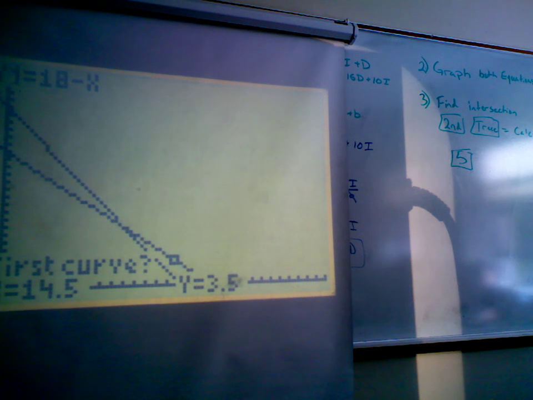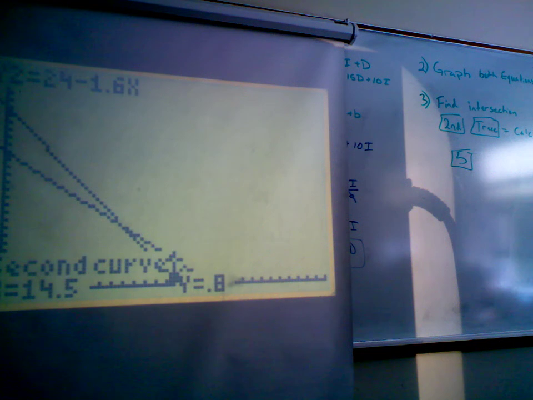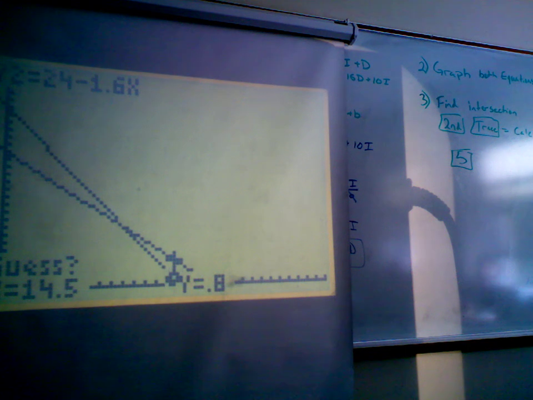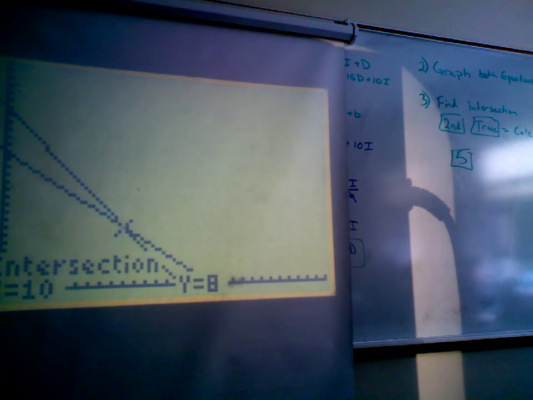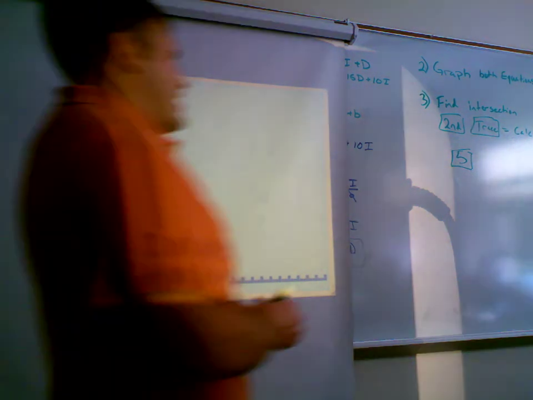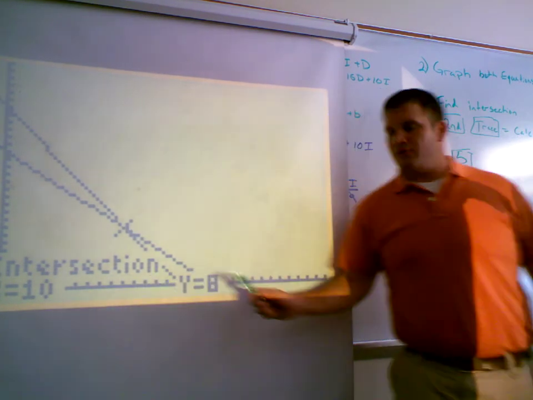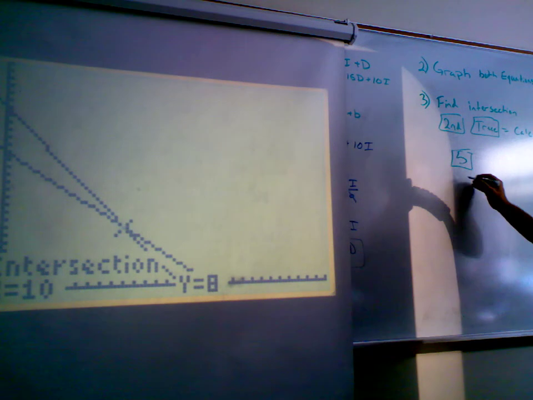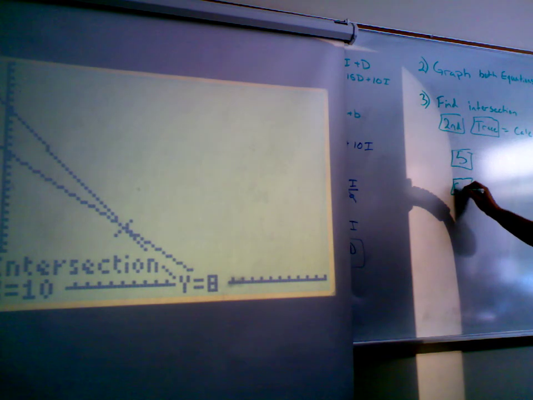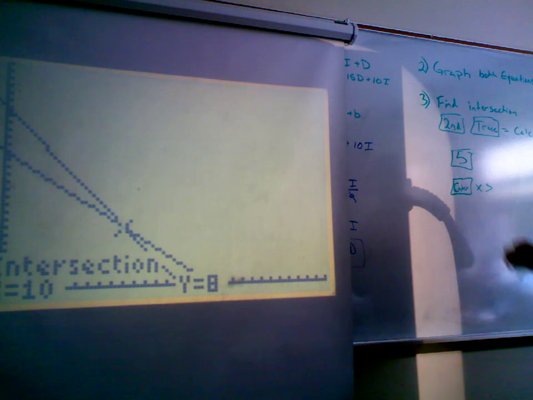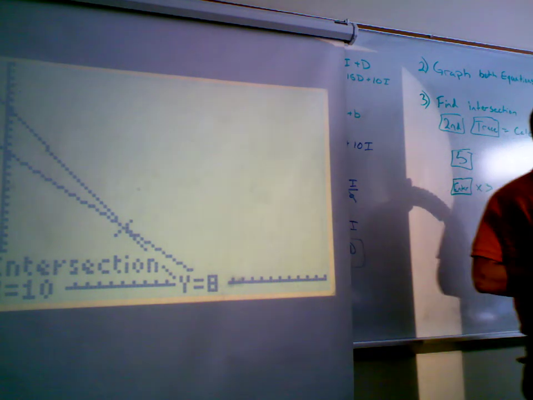And now it says y equals 18 minus x at the top. That's our first equation, right? So I hit enter. Y equals 24 minus 1.6x. That's my second equation, right? So I hit enter. Now it says guess, because remember this is an approximation. I hit enter. And what does it tell me? 10 and 8. It tells me that 10 outside workers, because x is d, right? And 8 inside workers. So once you do this, you hit enter how many times? Hit enter 3 times, and it'll tell you your answer.